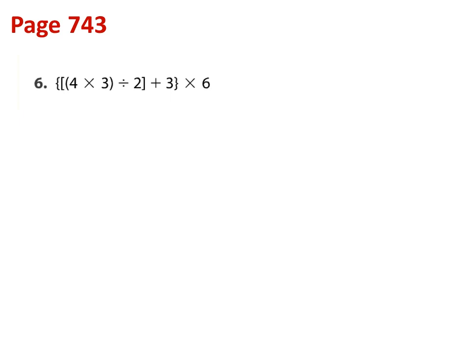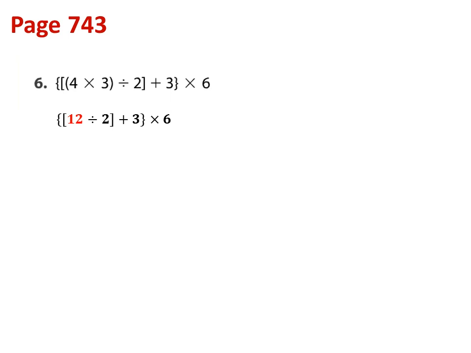Here we have braces, we have brackets, we have parentheses. So we must jump inside. We will find parentheses. So we must begin with multiplying 4 times 3. Of course, it's 12. And divided by 2 plus 3 multiplied by 6 stays the same. Okay. Now, jump inside the brackets.